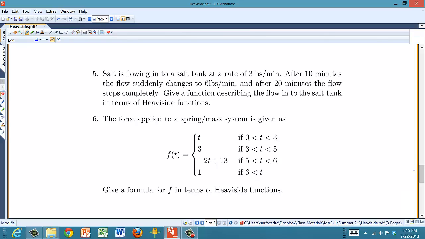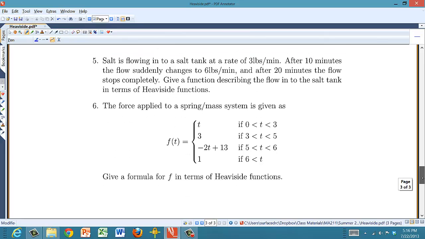Alright. We're going to start using Heaviside functions for modeling in a little bit here. This is sort of a warm-up problem for that. We have a problem where salt is flowing into a tank at a rate of 3 pounds per minute. After 10 minutes, the flow suddenly changes to 6 pounds per minute. And after 20 minutes, the flow stops completely. So we want to give a function describing the flow of salt into the tank in terms of Heaviside functions.